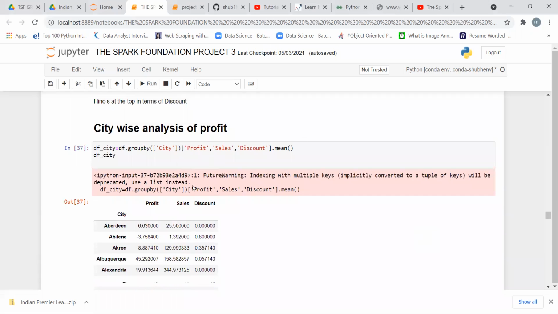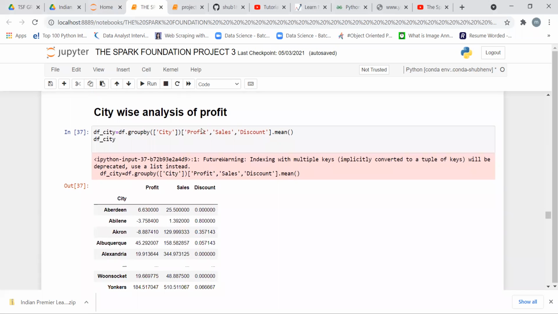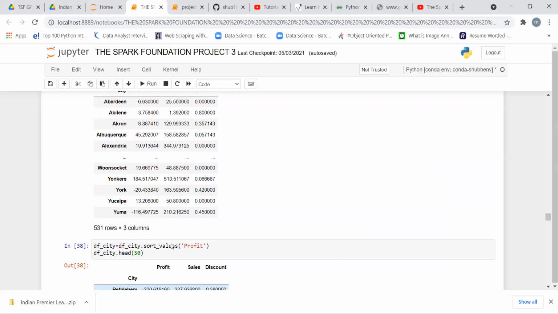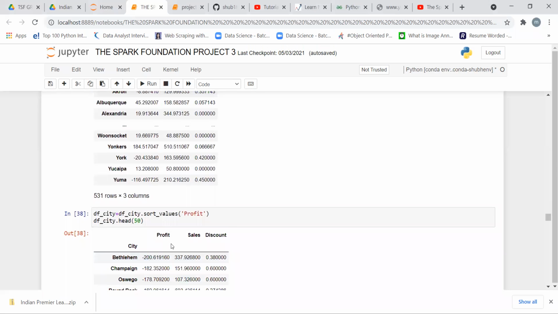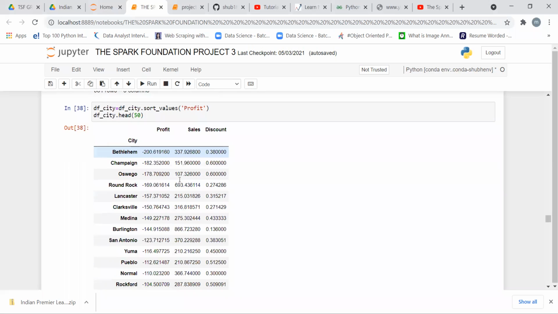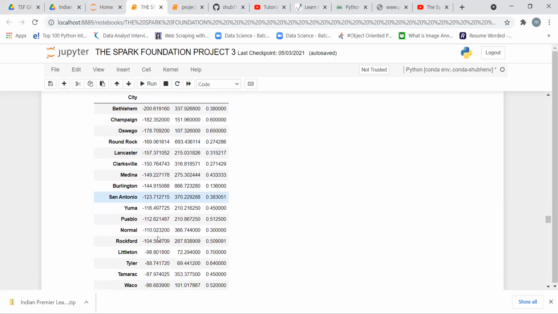Now we analyze profit in terms of city-wise. So we group the cities in terms of profit, sales, and discount, and we calculate the mean. And now we have a number of cities present in the data set. So what we do is analyze the profit, and now we can see that in our data set we have negative values present in profit.